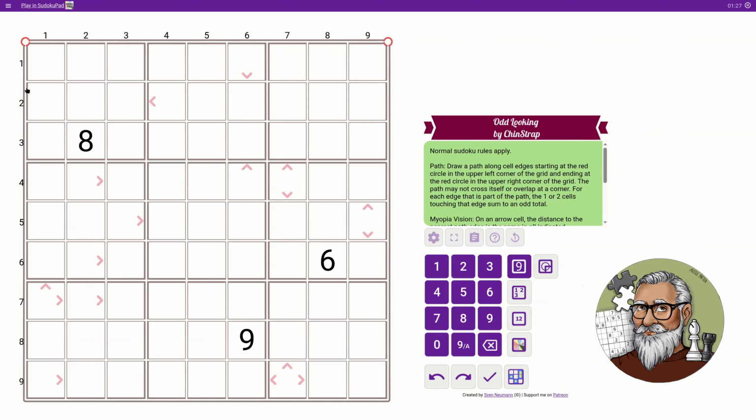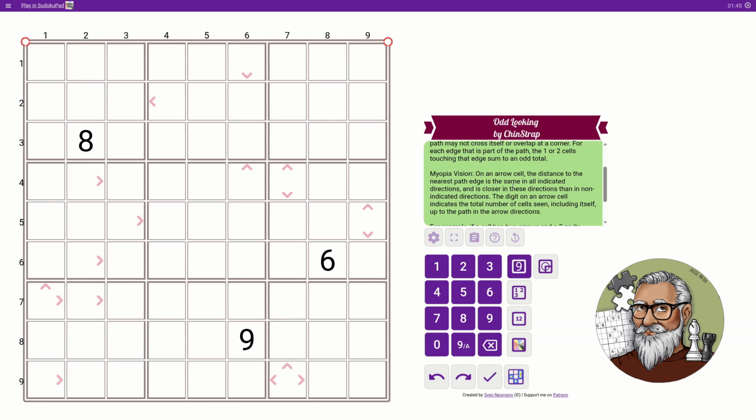For each edge that is part of the path, the 1 or 2 cells touching that edge sum to an odd total. Okay, so if it's one cell, like this one, it has to be odd. If there are 2 cells, then, well, one of them is odd, the other is even.